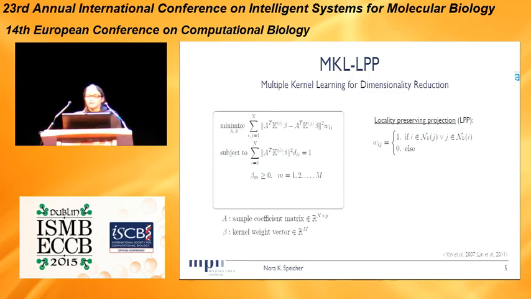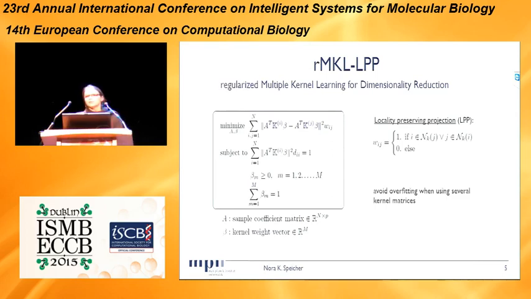Using this graph preserving criterion, we can learn two parameters, the sample coefficient matrix A and the kernel weight vector beta. So the kernel weight vector tells us how important each kernel matrix is, and the sample coefficient matrix then projects our integrated kernel matrices into a lower dimensional subspace, such that we can project every patient into this lower dimensional subspace.